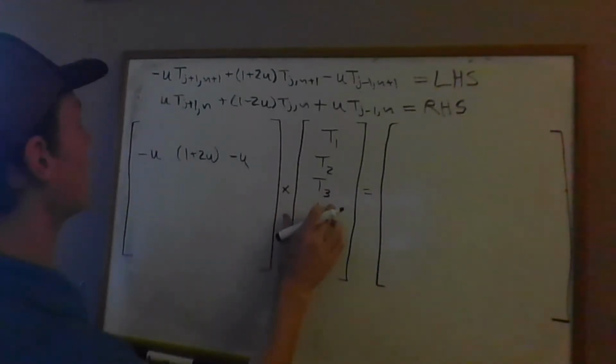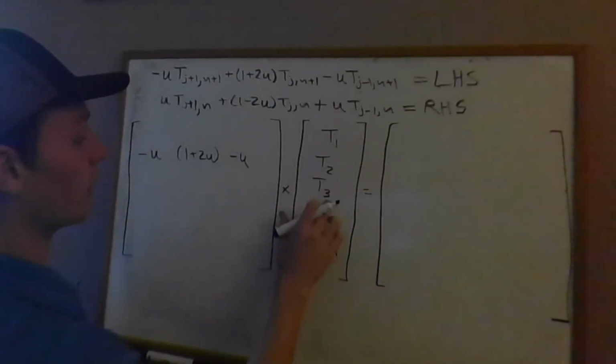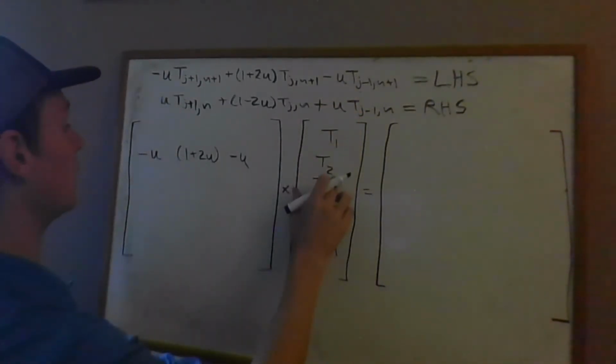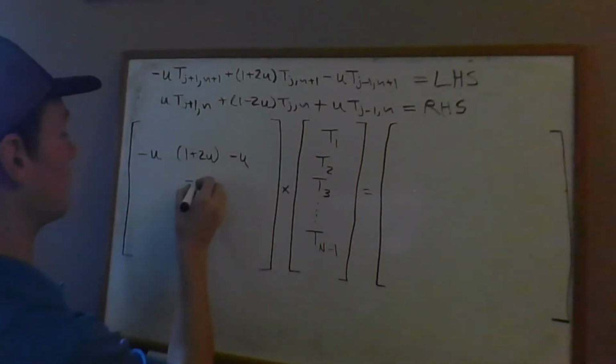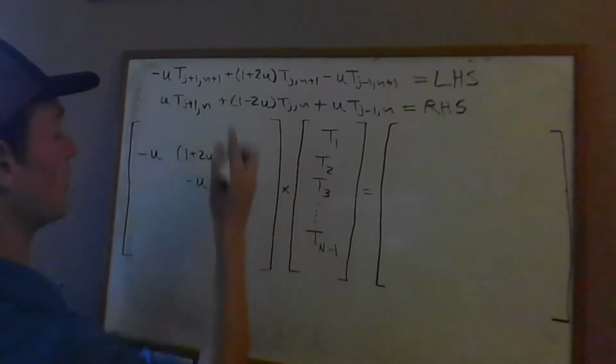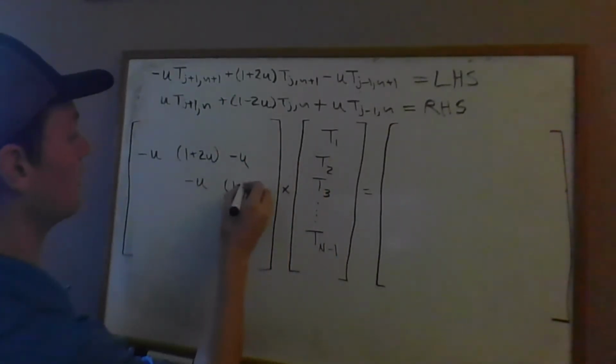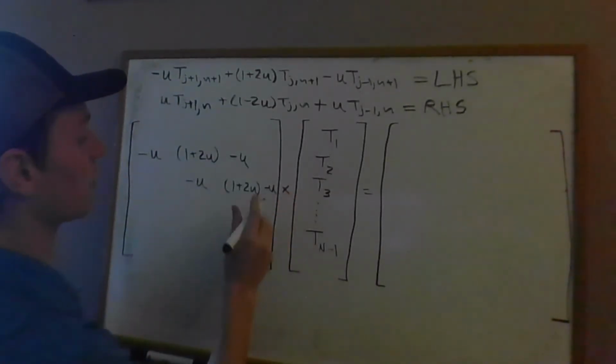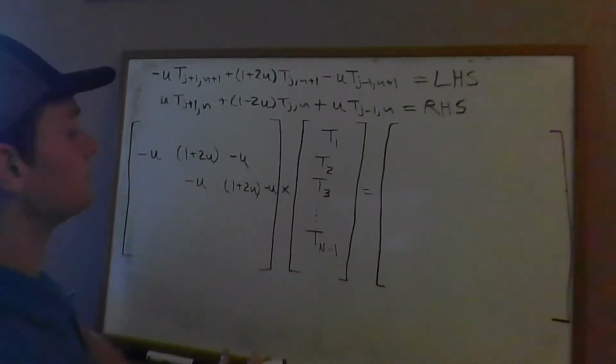Now, we are going to have a pattern here, because when we are at T sub 3, we have minus u multiplied by T sub 2, so that would go right here in the second column. Then T sub 3 multiplied by 1 plus 2u again. And then for T sub 4, we would have minus u right here. I'm kind of out of room, but you get the idea.